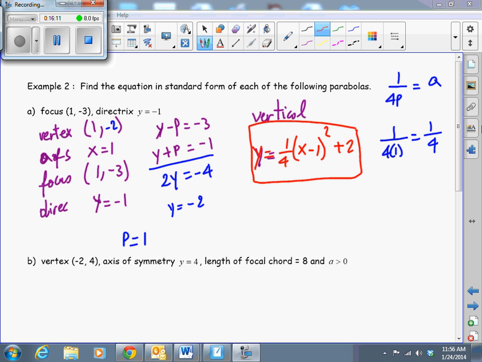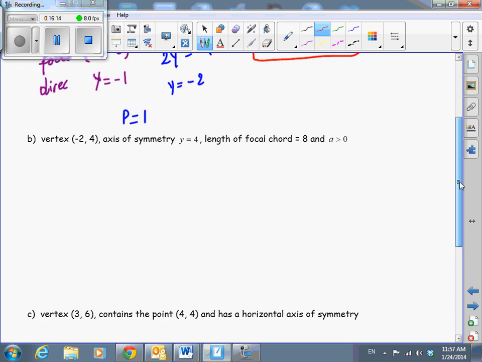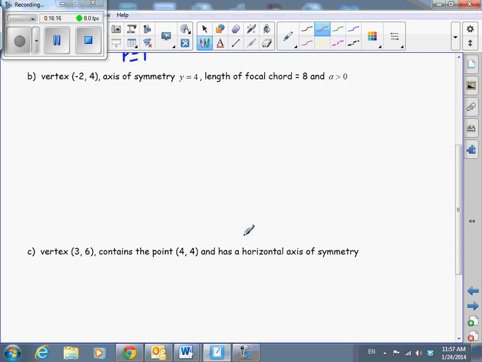Alright, let's go ahead and look at B now. A little different. Let's start by writing vertex. Note that I always write this. Vertex, axis of symmetry, focus, and directrix. After I write all three of them, I will write the information that I know. I know that the vertex is at negative 2, 4. The axis of symmetry is at y equals 4.